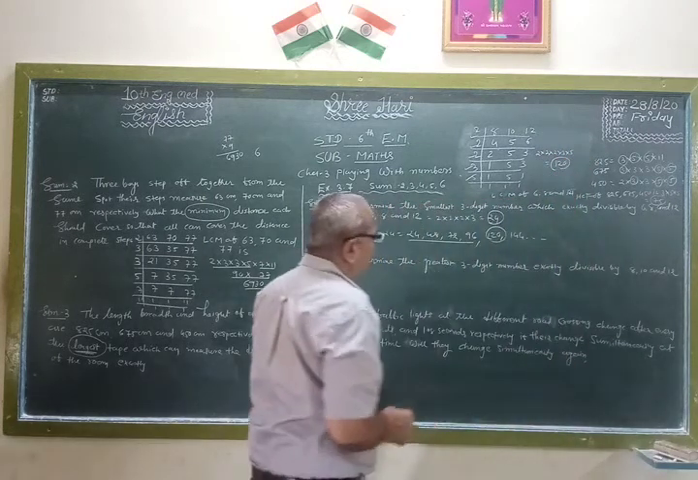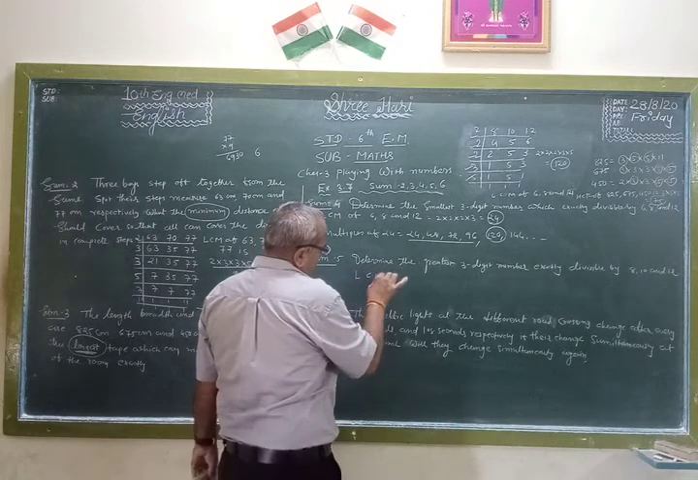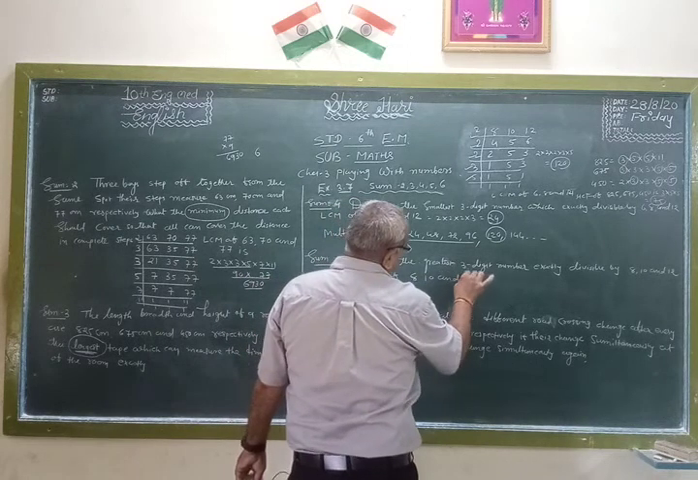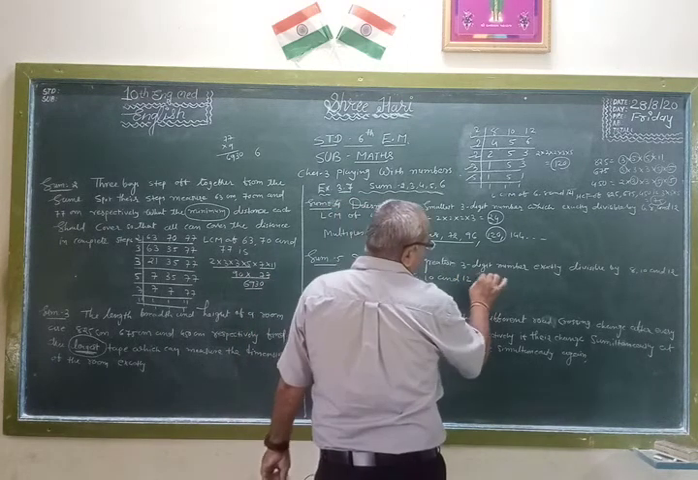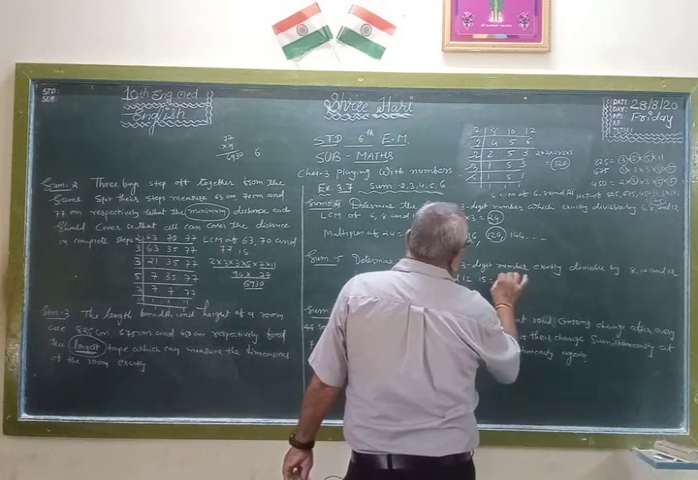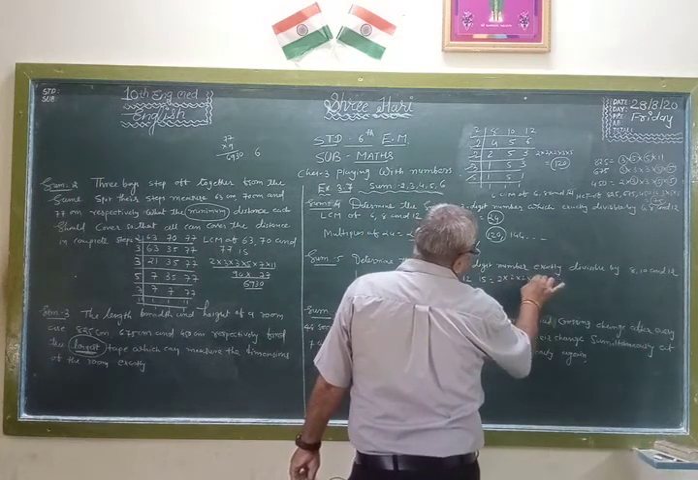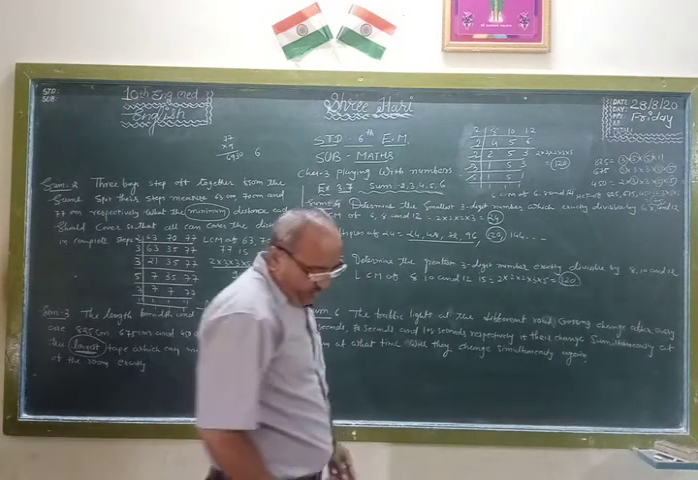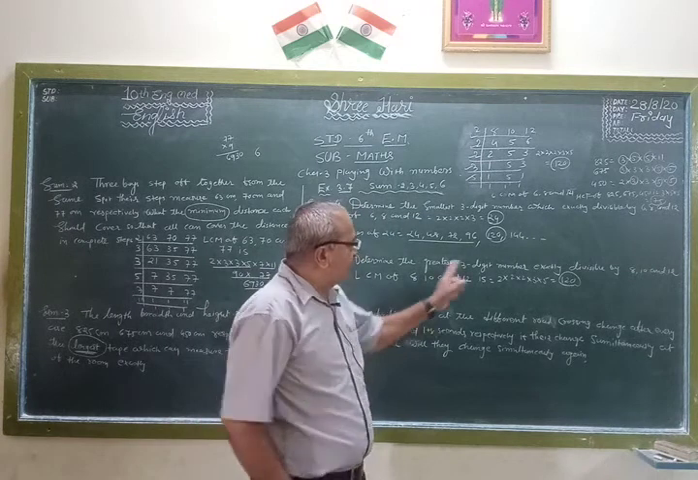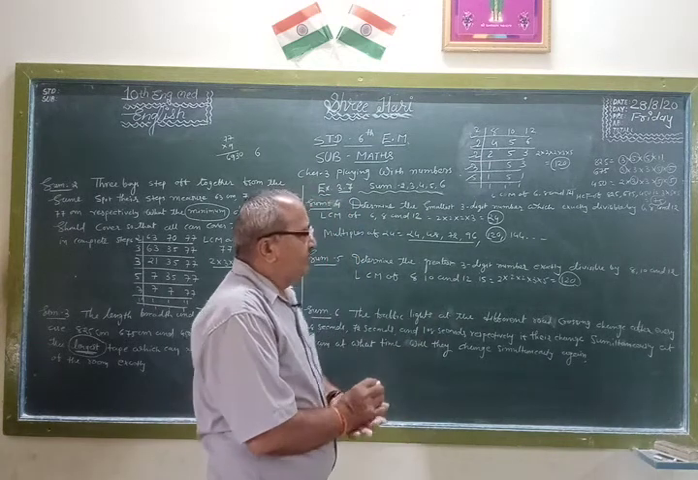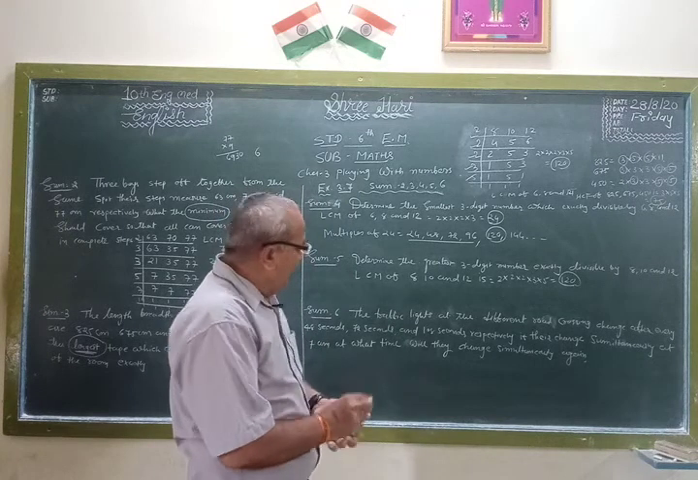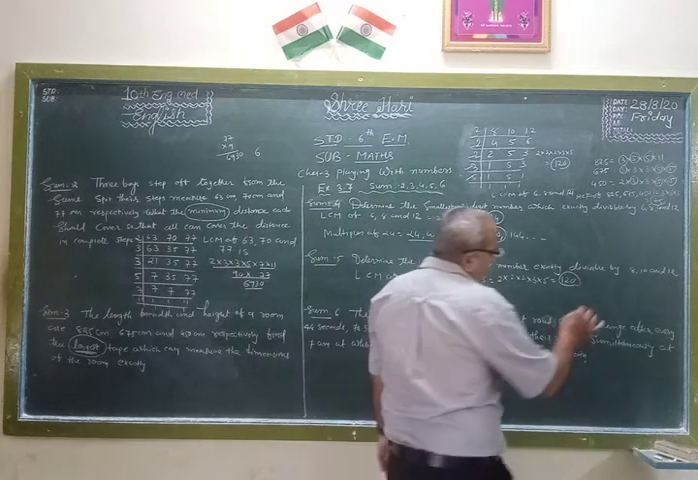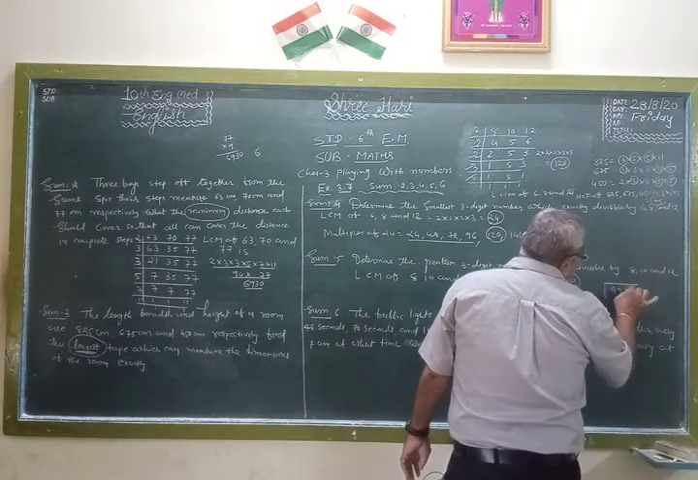Friends, now the LCM of 8, 10 and 12 is 2 into 2 into 2 into 3 into 5, which is equal to 120. Now we want to find the greatest 3 digit number exactly divisible by 8, 10 and 12. Now how can we find it? So friends, we divide 999 by 120.